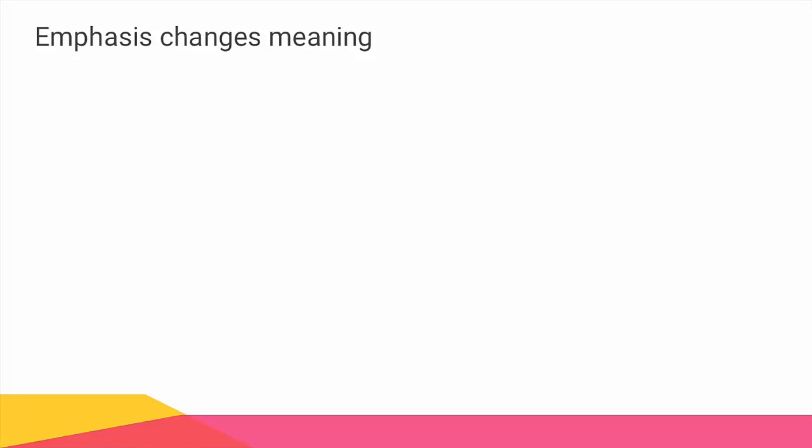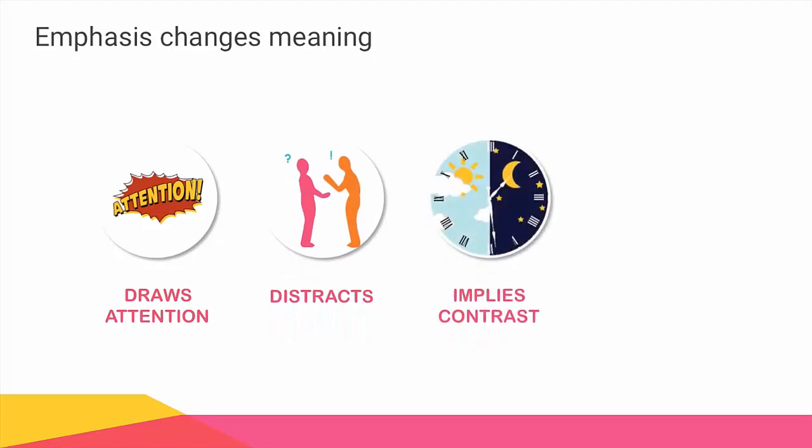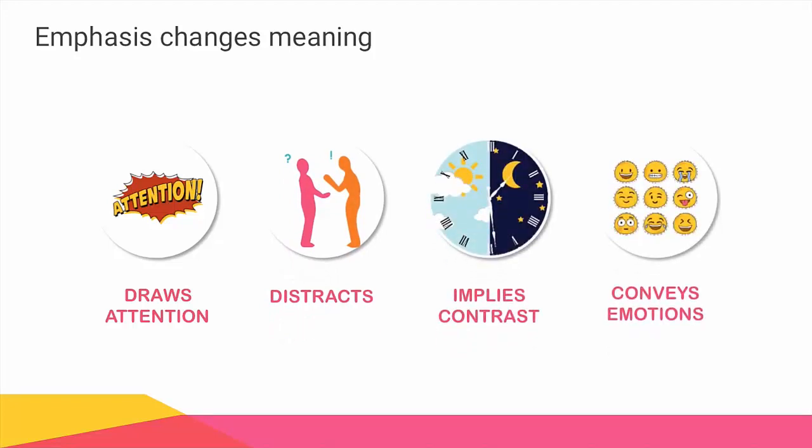It does this in four main ways. Emphasis draws attention. Emphasis distracts. Emphasis is used to contrast. And emphasis conveys emotions. Like in the exercise we just did, when using emphasis in speech, you draw attention to certain words or phrases, and this can change the overall message.